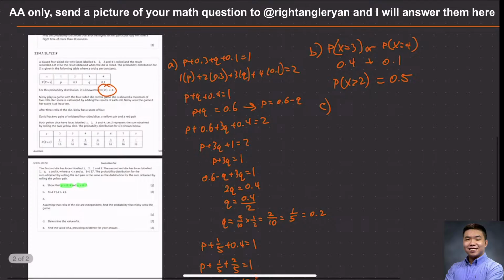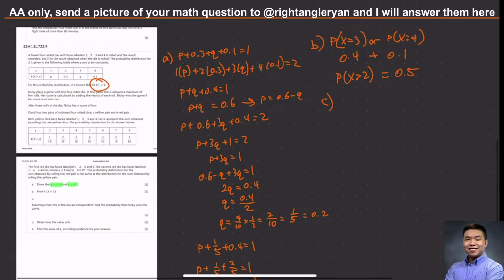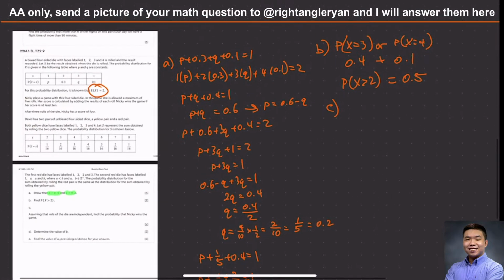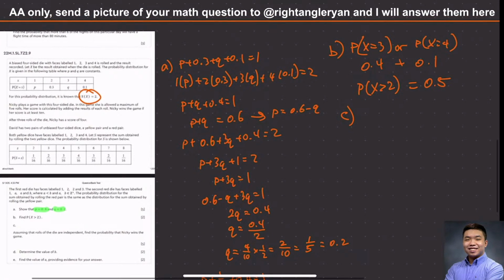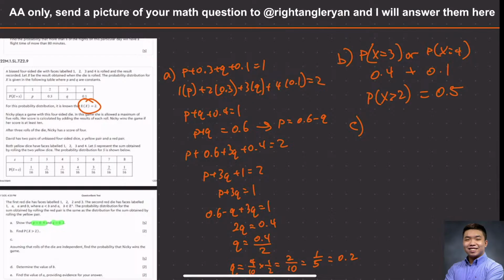Yeah, Q plus 0.1, so 0.4 plus 0.1, right? Because we know Q is 0.4 already from the previous part. Okay, now those are independent. Find the probability that Nikki wins the game. So when does Nikki win the game?